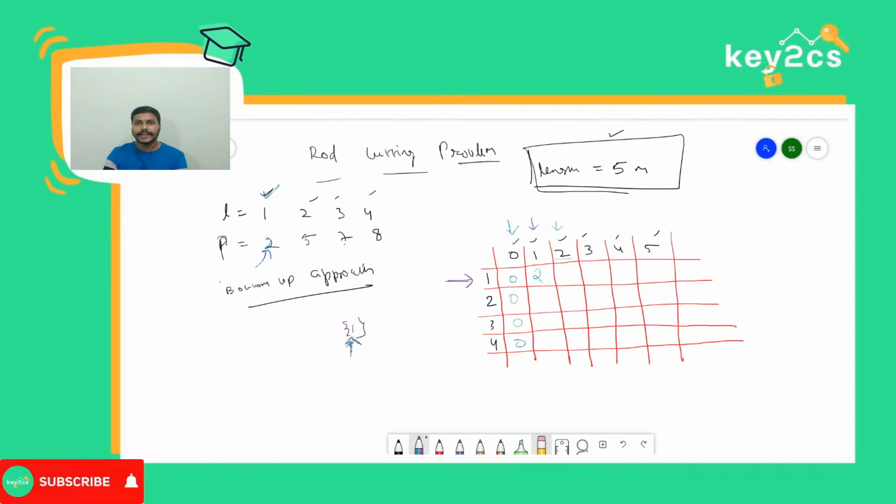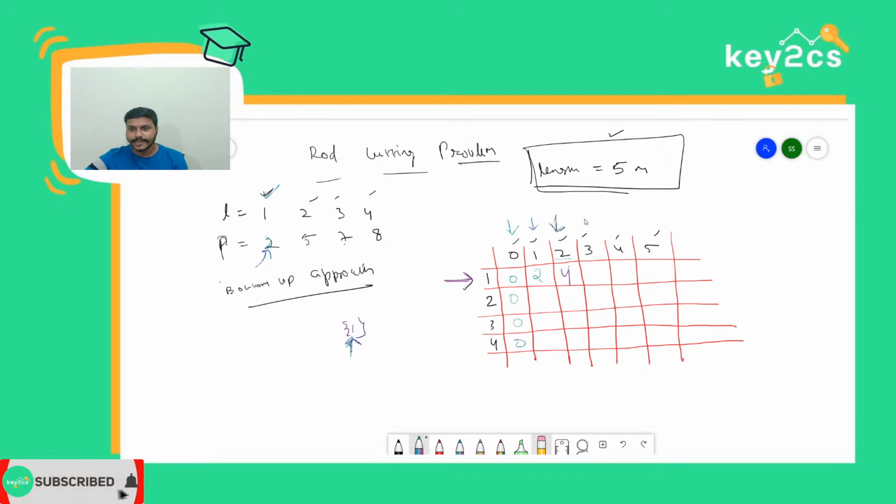So what is the profit you will get? One rod for 2, another rod for 2, total 2 plus 2 is 4. So the profit you will get is 4 here. Are you getting my point? We are still at the first row. That means we have only rods of length 1, and the total length you have to sell is 2 meters. So you take 2 pieces of rod of length 1 meter each. That will give you profit 4, 2 plus 2.